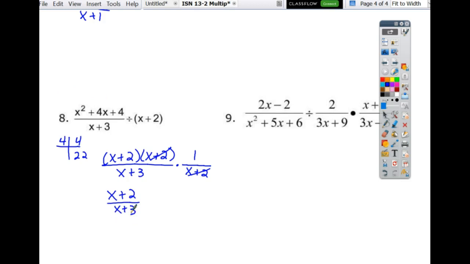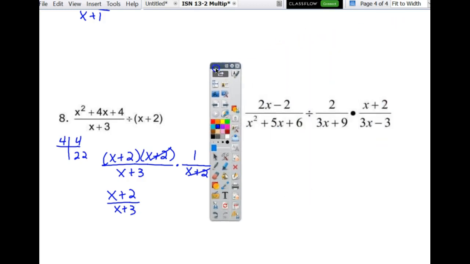Okay, so, yes. So how many of you got this right? It's because you're smart.